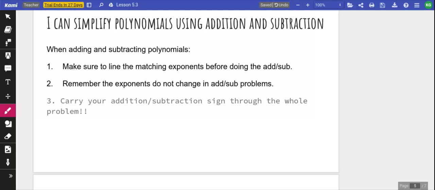Okay, now we're going to be simplifying polynomials using addition and subtraction. The biggest thing to remember with the addition and subtraction of polynomials is we do not change the exponents.